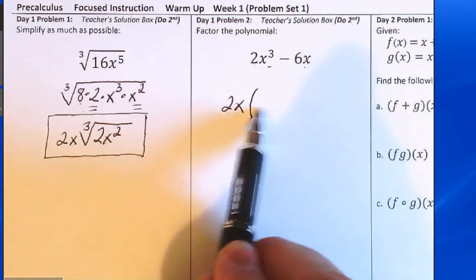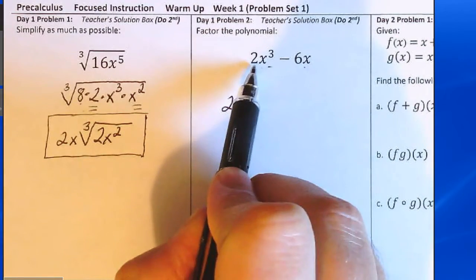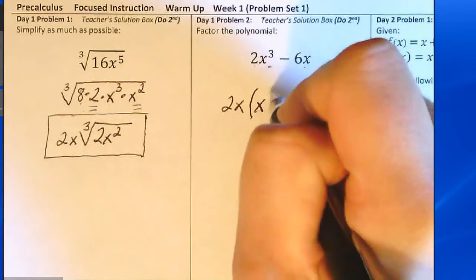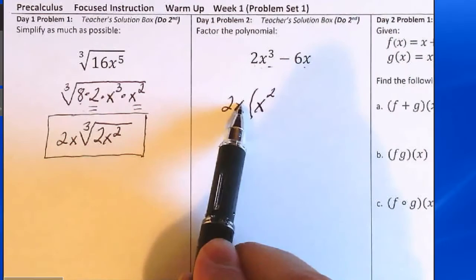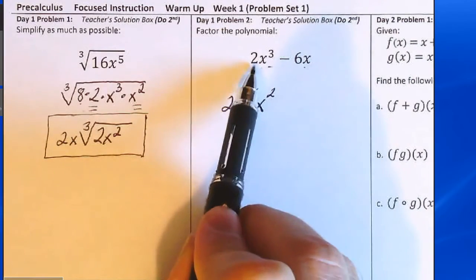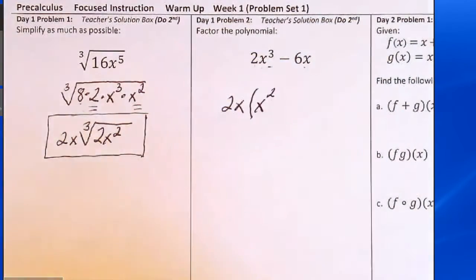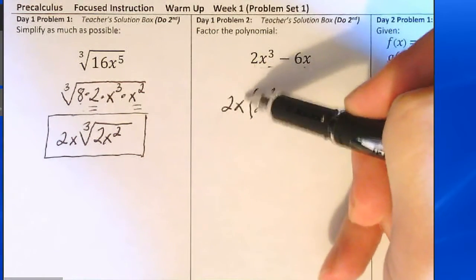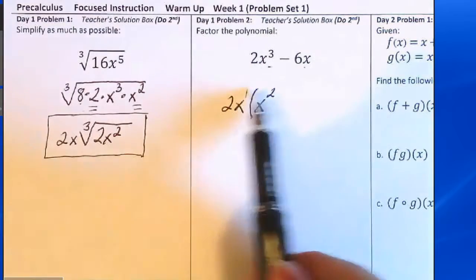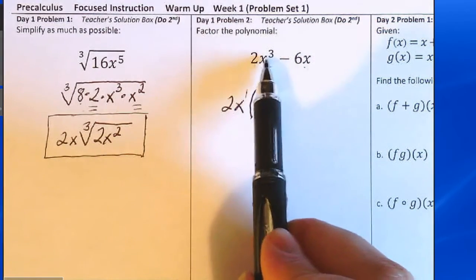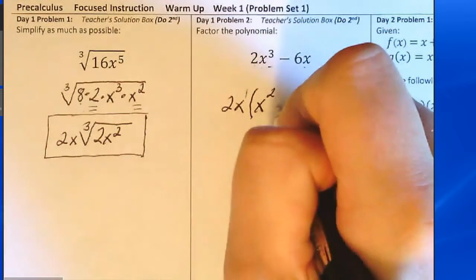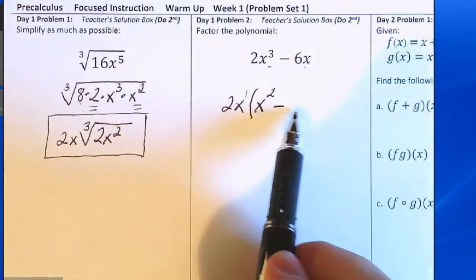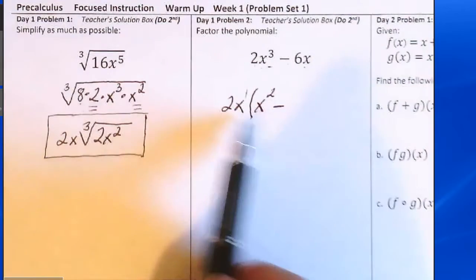2x times what creates 2x cubed? What we're lacking is an x squared. 2x times x squared is the 2x cubed term. Again, the idea here is adding the exponents together. If this x has a 1, when you add those exponents, that's how you'd have x cubed. Then a minus sign to fit this, and let's figure out the next term in here.